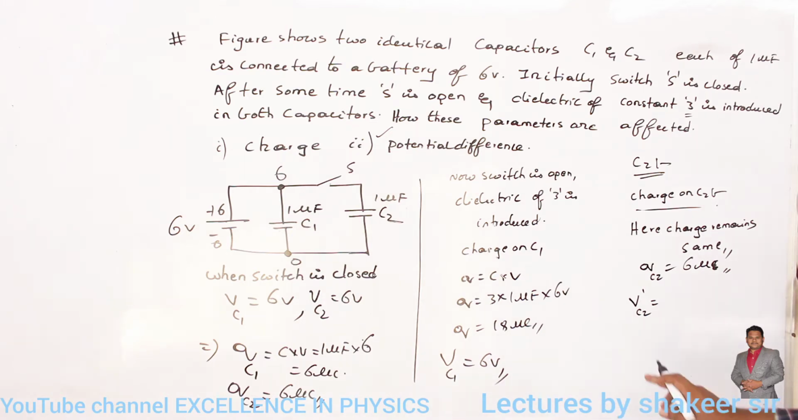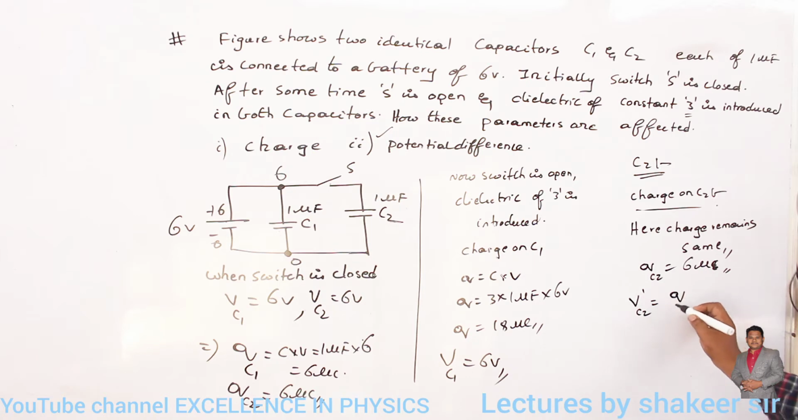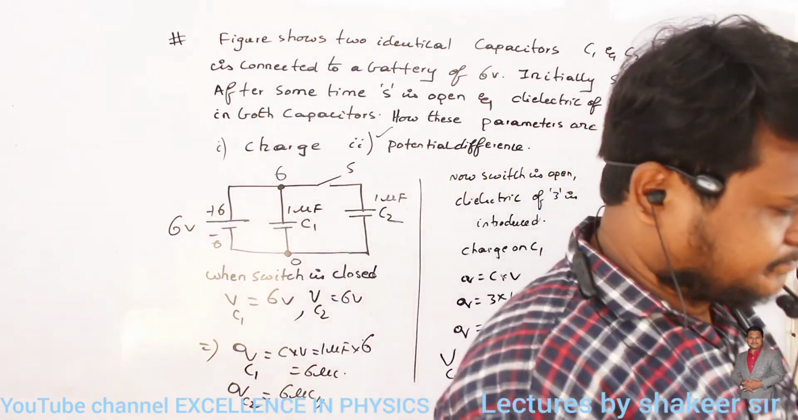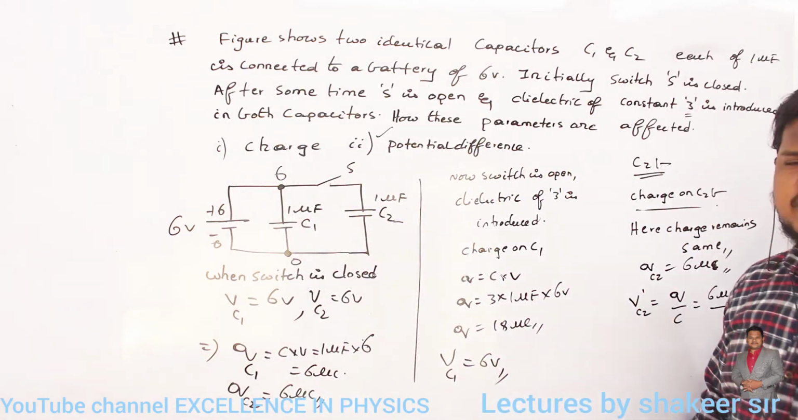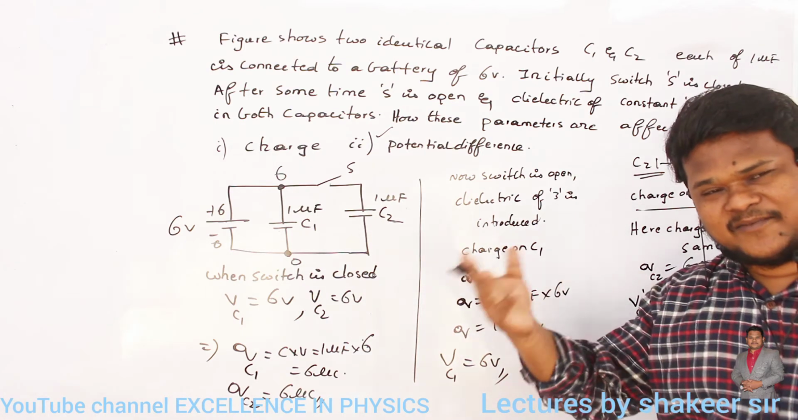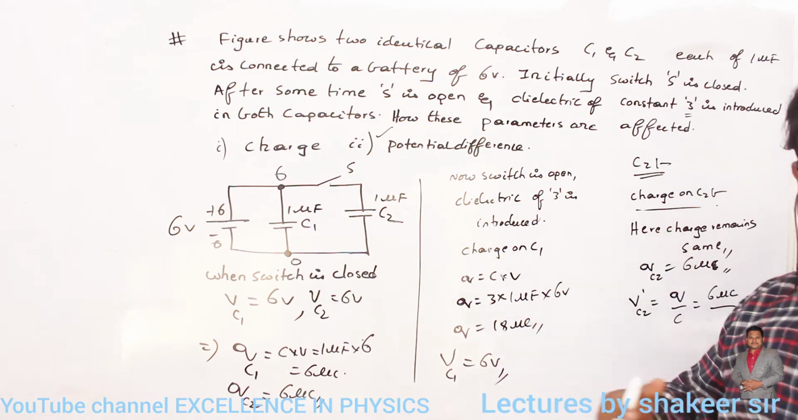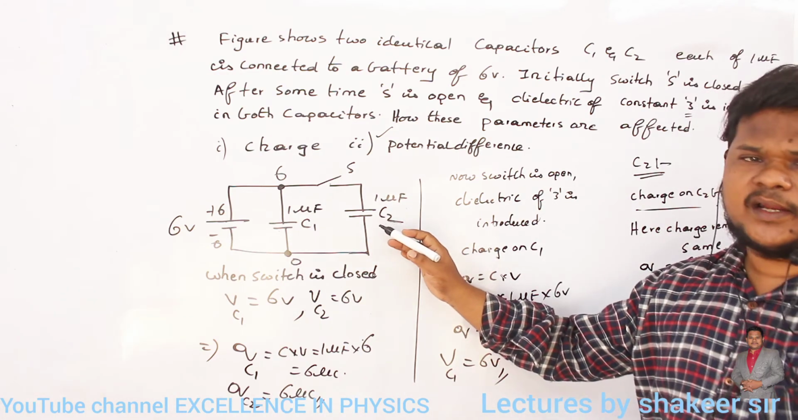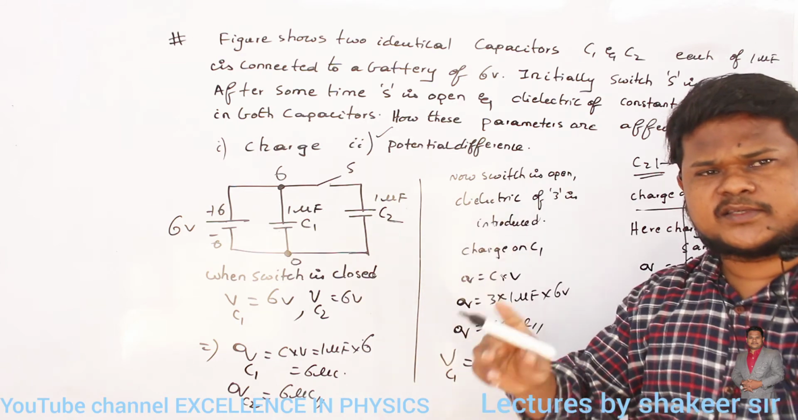Can you see? V is equal to Q divided by C. This is the formula. So charge is remaining the same, 6 microcoulombs. Now what about capacitance? Will it increase, decrease, or remain constant? Capacitance always increases by K times. That is what we have studied. When you introduce a dielectric, capacitance always increases by K times.